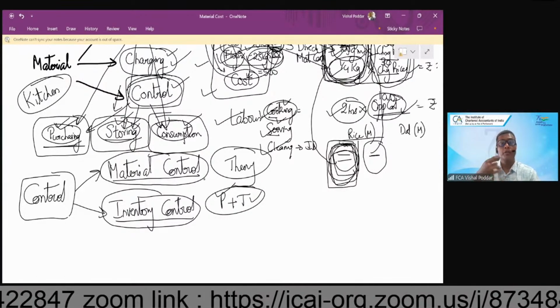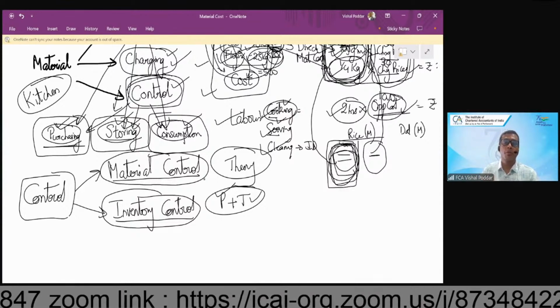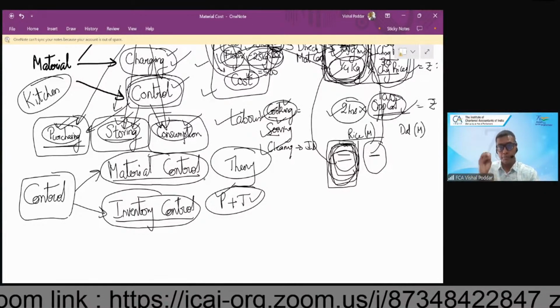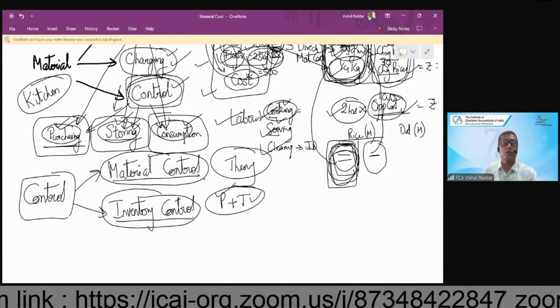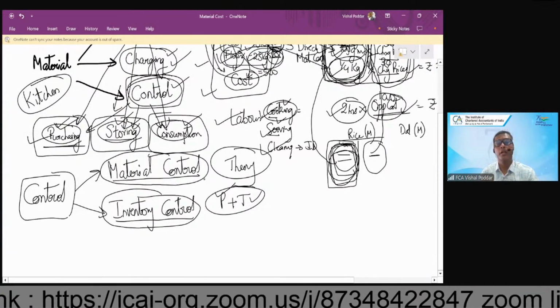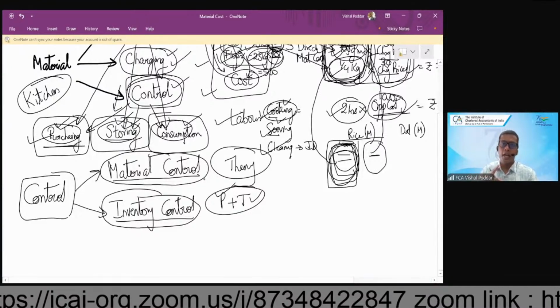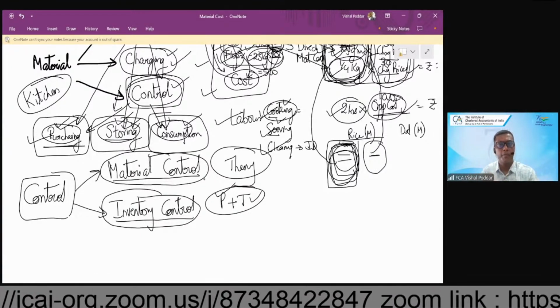Then she also keeps on searching: what are the new shops opened? What are the new portals that have come through which, if I place an order, I will get the best price. So all these things she does, that is the material control relating to the purchasing function. Right time, right quantity, right price.